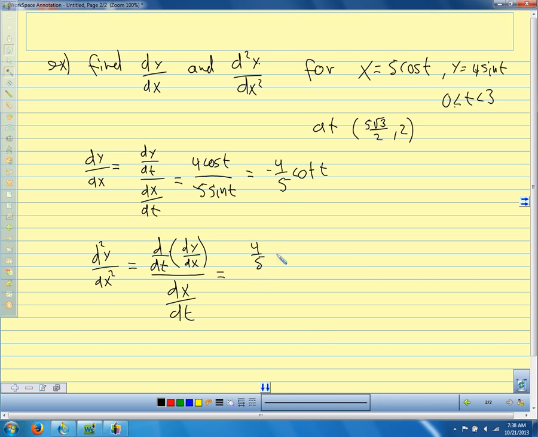4/5 cosecant squared t. And we're dividing again by dx dt. And I can simplify this to negative 4/25 cosecant cubed t.